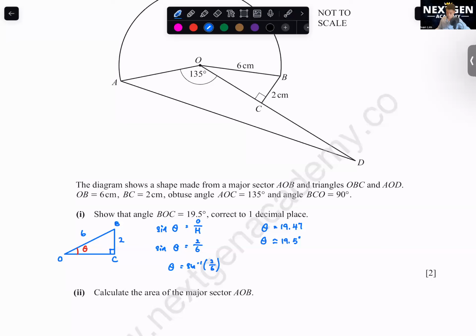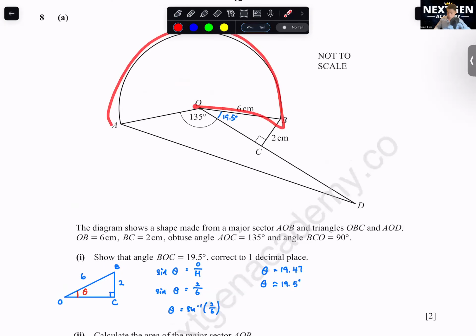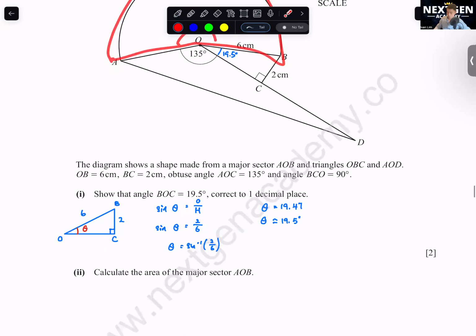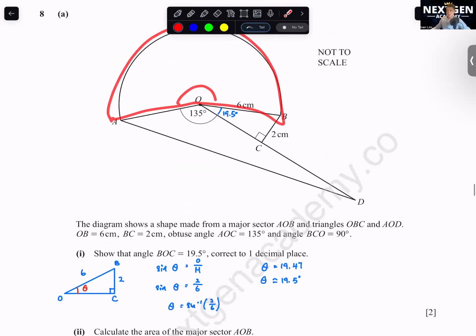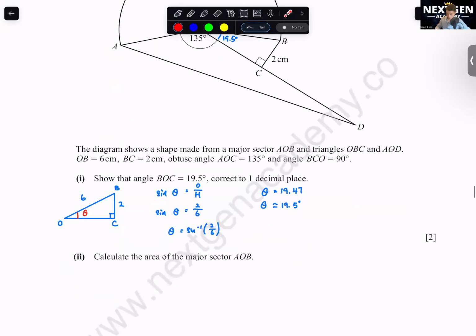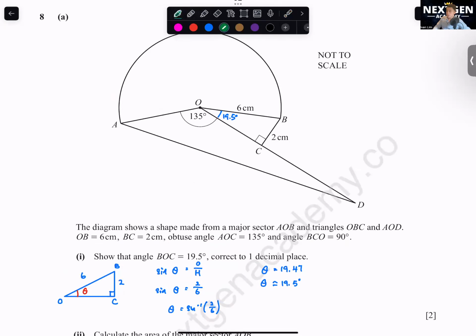Okay, number 2. Calculate the area of the major sector AOB. Okay, let me just label this first. Major sector AOB. Okay, what is the formula of sector? We first need to know that is theta over 360 times pi r squared. Okay, theta over 360 times pi r squared. So we need to first find the angle of this part here. Okay, what is this angle?